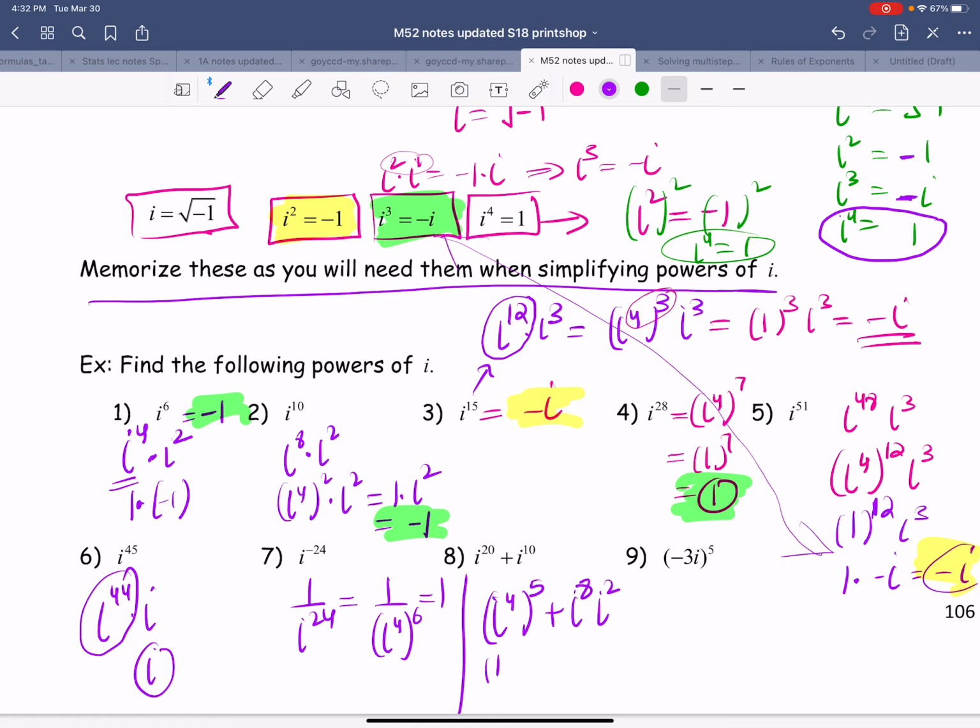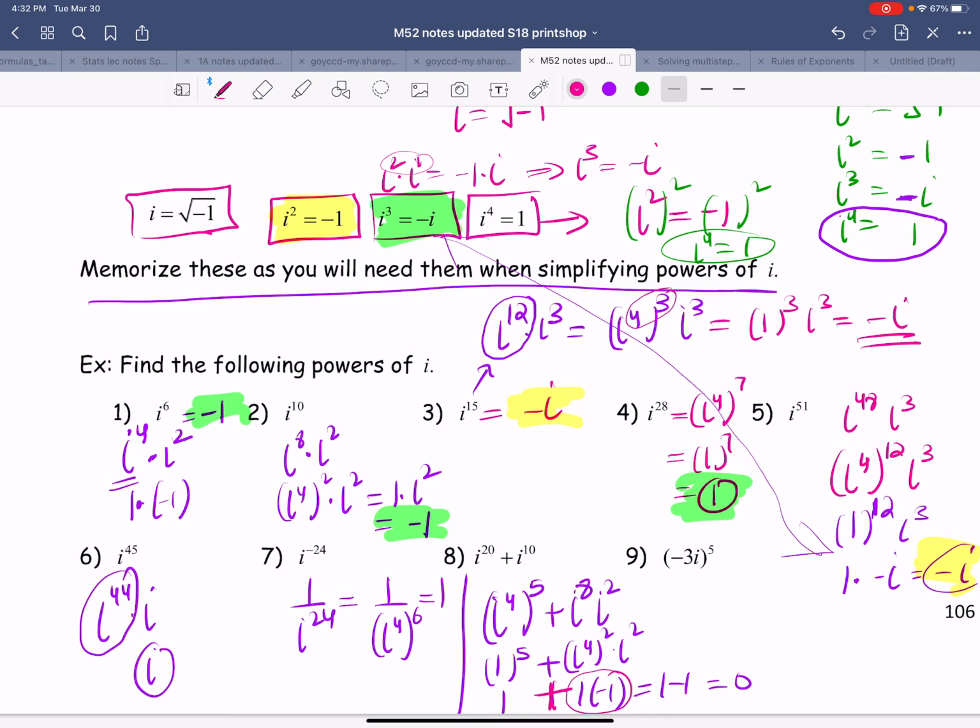Okay, i to the 4th is 1. 1 to the 5th power is still 1. And i to the 8th power can be written as i to the 4 squared times i squared, which is 1 times negative 1. So this turns out to be 1 minus 1, which is 0, because we have a plus in the middle. 1 minus 1 will be a 0, because positive times a negative is a negative.